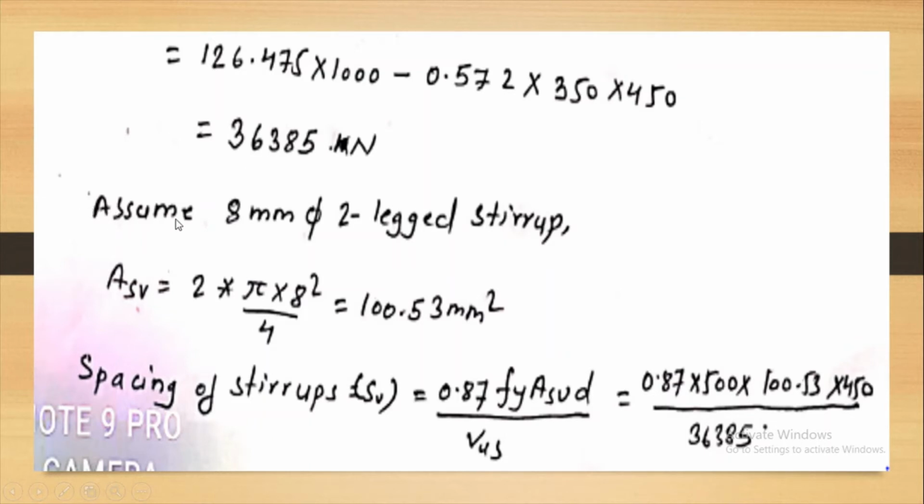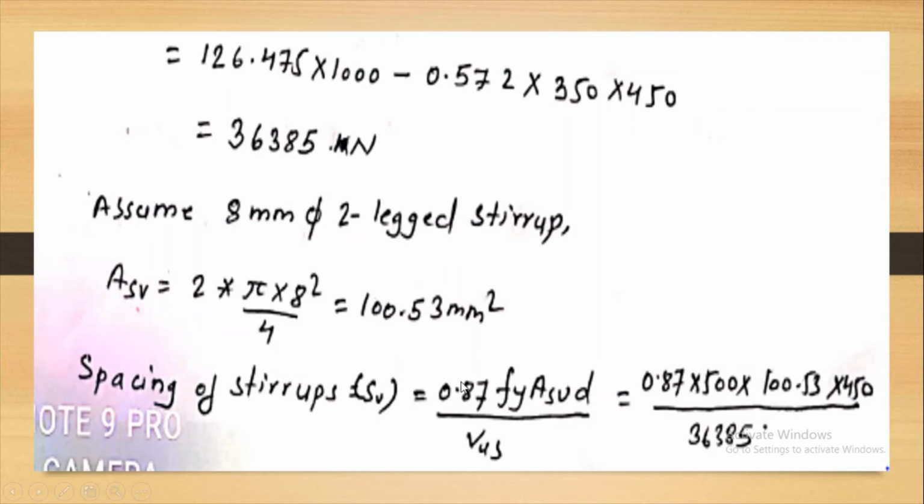After that, I'm assuming 8 mm 2-leg stirrups. Then I have to calculate the area for 2-leg stirrups. For that I have to multiply the area by 2. Then I get 100.53 mm square. For spacing of stirrups, which is represented by SV, we have one formula here: 0.87 Fy ASV D by VUS.